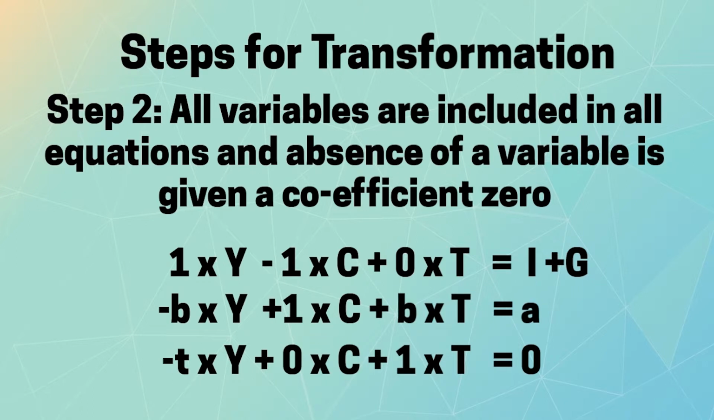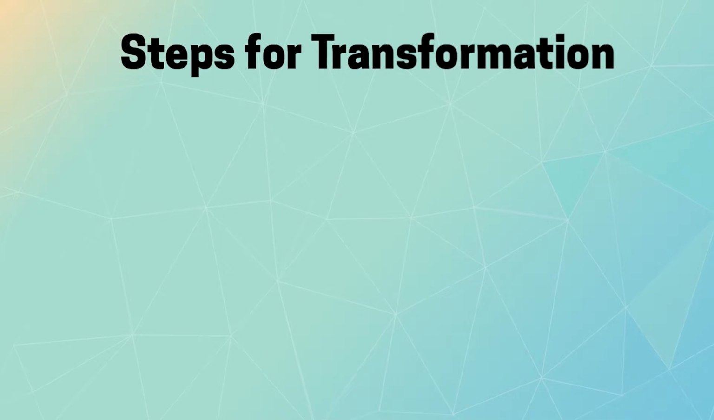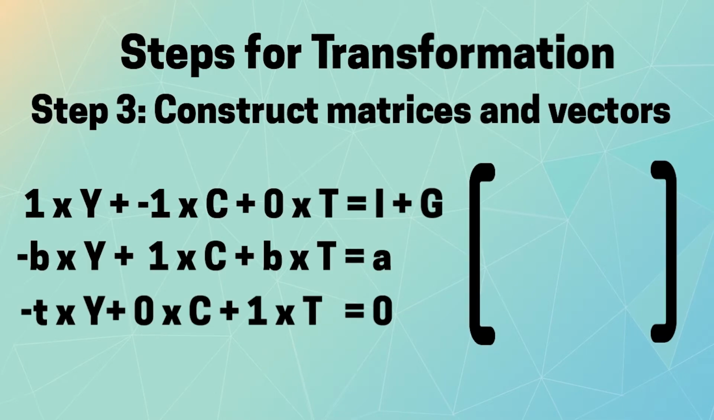In the second step, we rewrite all equations in such a way that all variables are included in all the equations, and if a variable is absent, it is given a coefficient of 0. In the third step, we construct matrices and vectors. Thus, matrix of coefficient may be constructed. Let us name the matrix of coefficient as A.